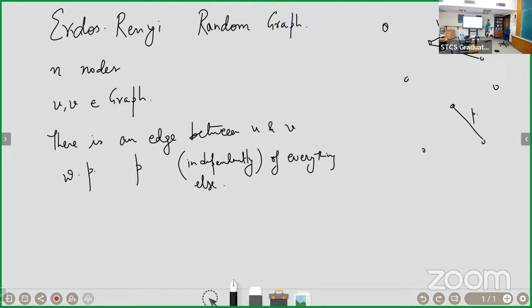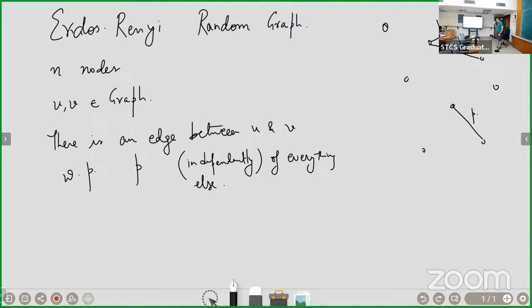So what is the immediate interesting question we're going to ask? What is the first thing that comes to mind? It's a complete description of the graph. There is nothing more to define. 2 parameters, n, the number of nodes, and p, the probability with which an edge exists between any 2 nodes.